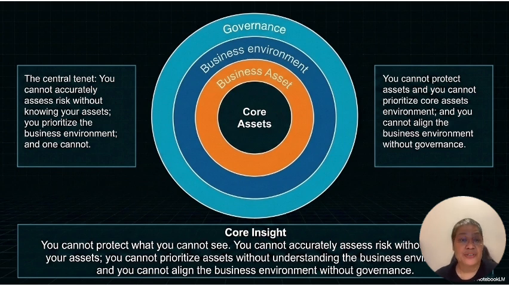It is always going to be continuous. So there's business assets, there's business environment, and there's governance around it, meaning that we understand what the assets are that are important to the business based on its mission, right? So remember, you cannot protect what you cannot see. You cannot assess risk without understanding your assets. You can't prioritize what's important if you don't understand the business. And you cannot align the business if you don't have some type of governance.